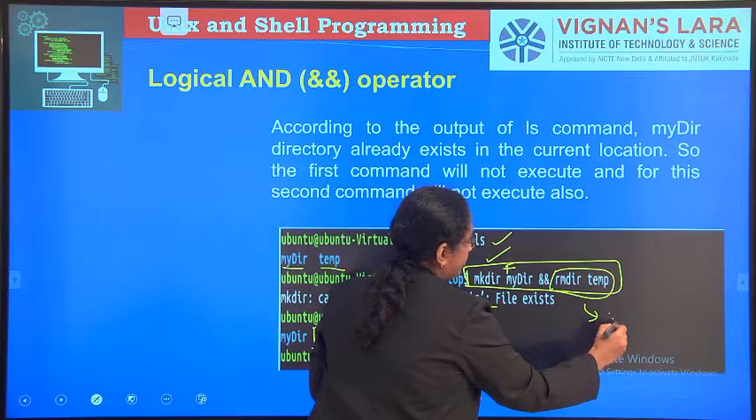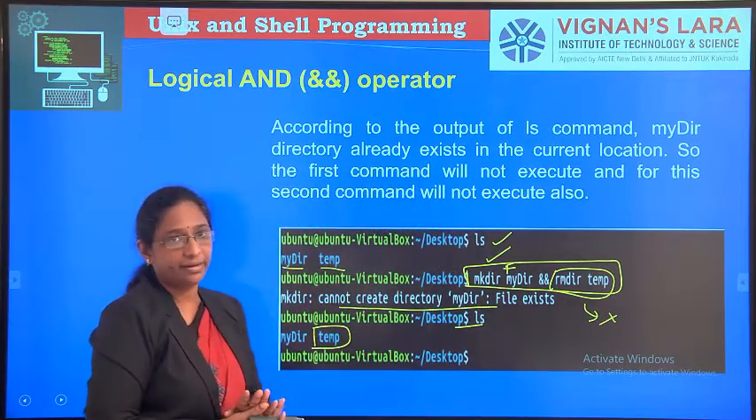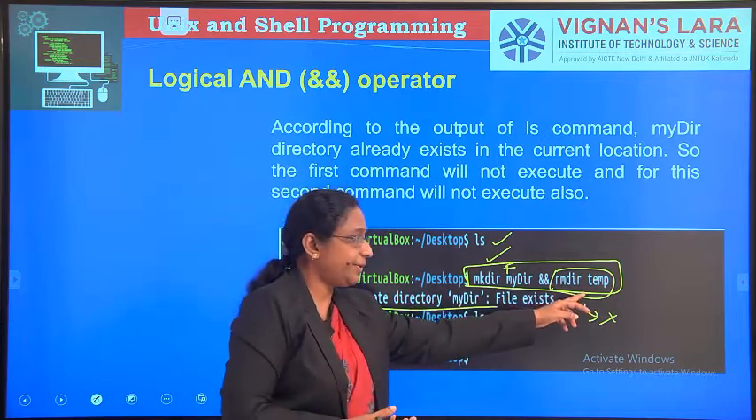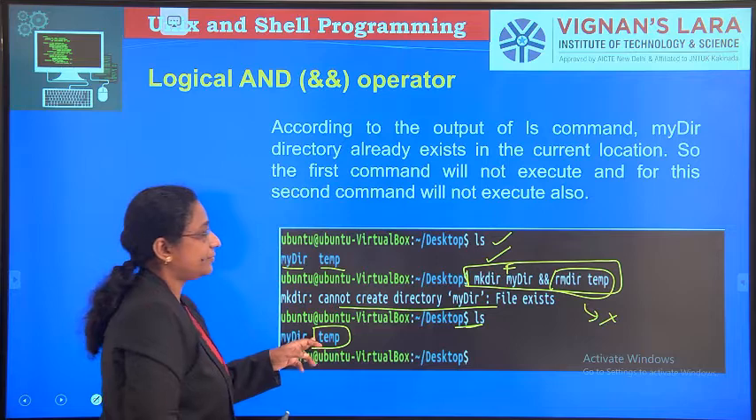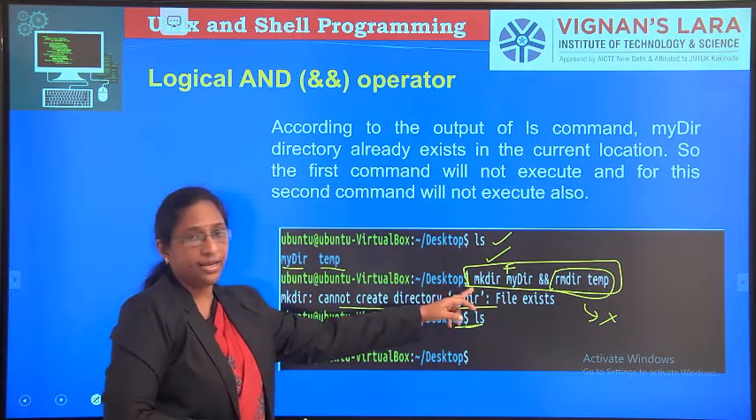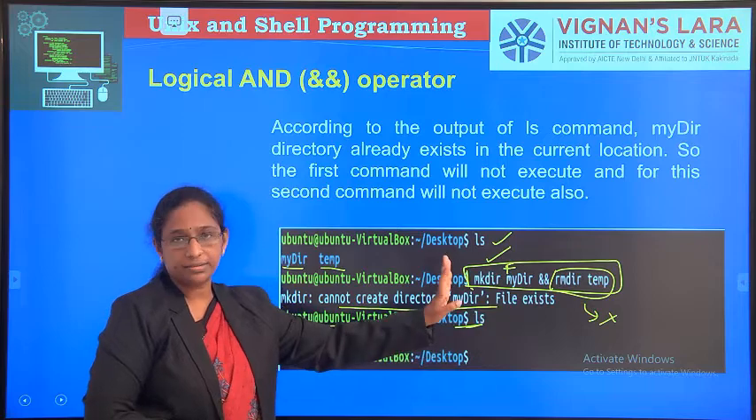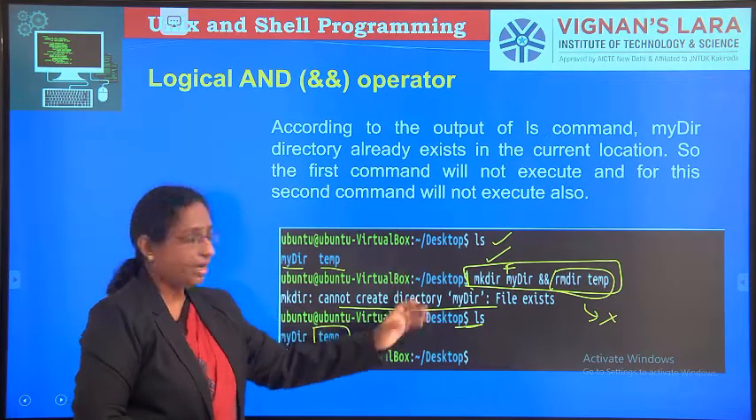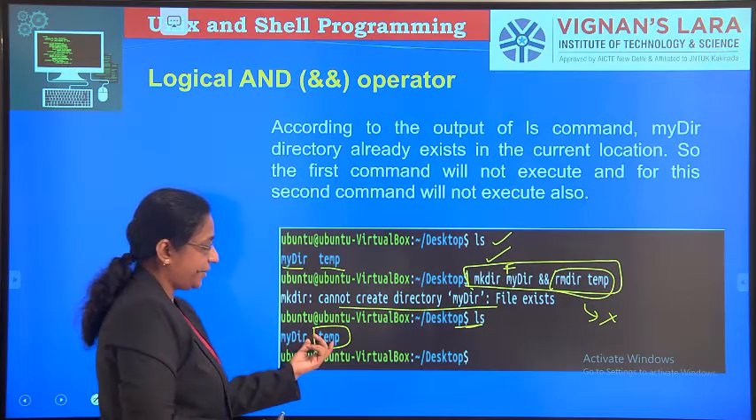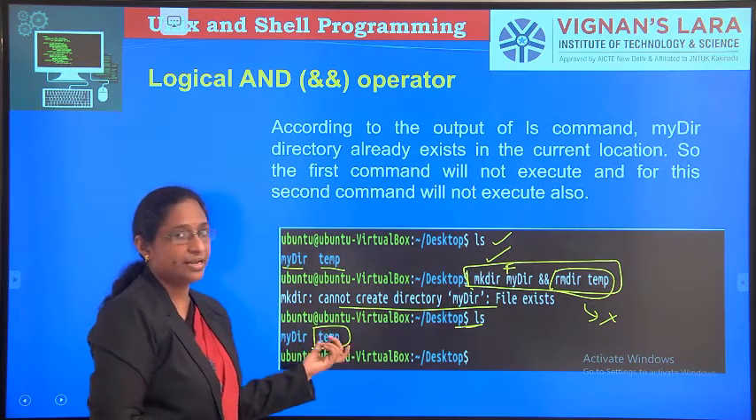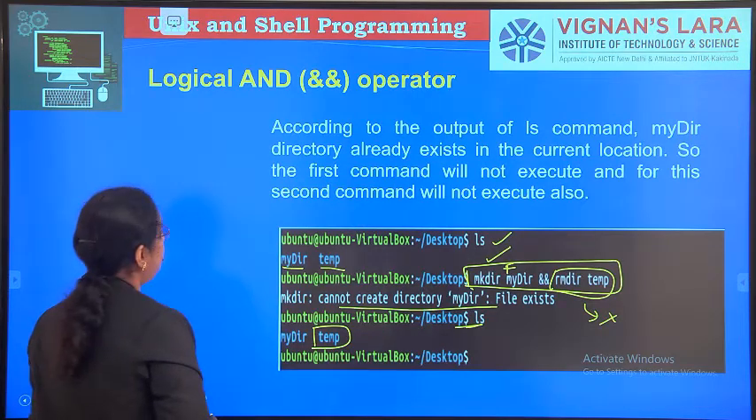rmdir means removing the directory. The temp directory is not removed, so it still exists. Since mkdir has not executed, rmdir has also not executed, and when we give the ls command, we can see the temp directory is still existing. So that is about the AND operation.